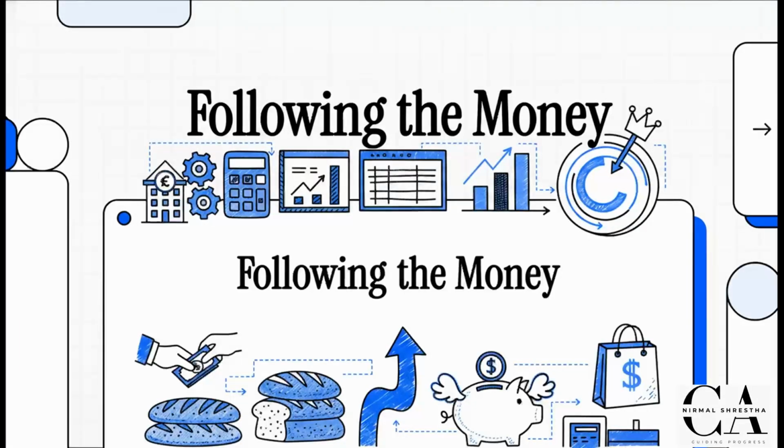Welcome to This Explainer. If you've ever looked at a massive corporation and wondered how a single, simple transaction, like, say, buying a loaf of bread, eventually translates into actual wealth for a shareholder, well, you are in the exact right place. Today, we're going to literally follow the money.